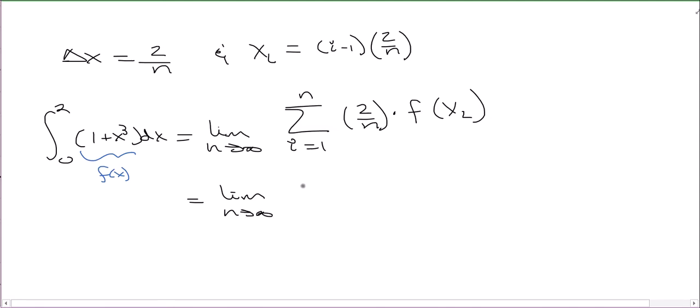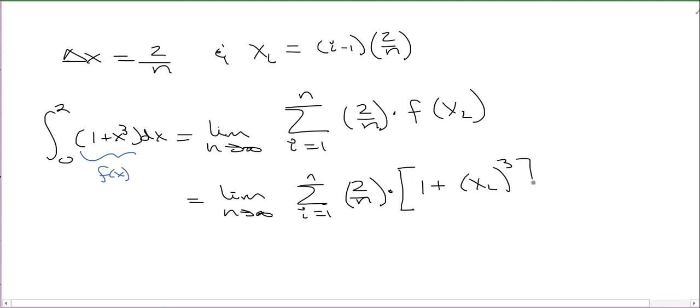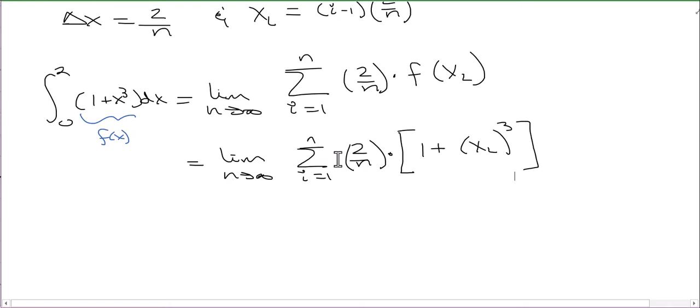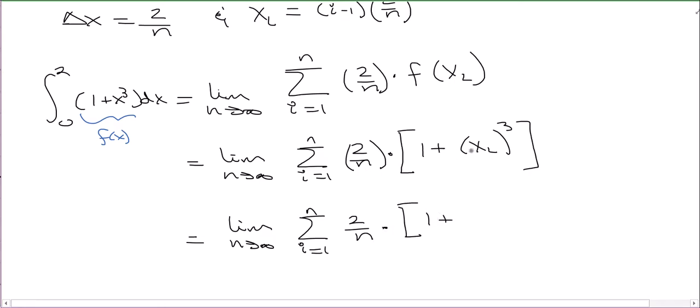So I'm going to have the limit as n goes to infinity, i equals 1 to n of, I still have my delta x, so 2 over n times f of x sub l. So plug that in here, I'm going to use brackets, so 1 plus x sub l cubed. You can plug it in already, we know what the left endpoint is. I'm just trying to show all my steps for clarity, or at least I'm hoping to be clear. Sometimes I think I'm being clear and I make things more confusing. So 2 over n times, and now 1 plus my left endpoint cubed.